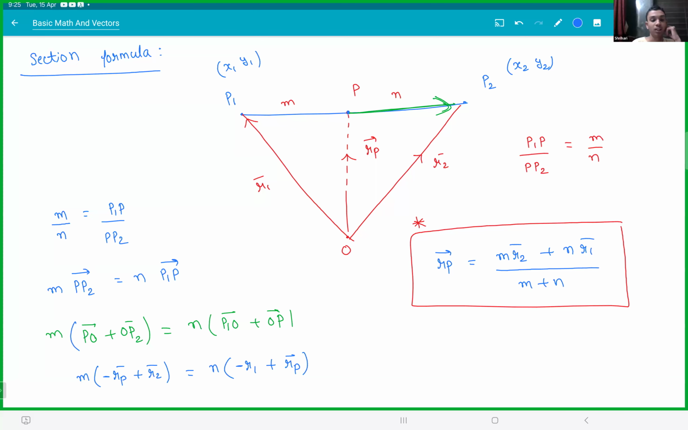Sir, why minus RP, sir? Fourth line mein minus RP. What is PO? You're going from P to O, right? Aren't you going opposite to RP? Yes, sir. So minus RP. O to P is plus RP, right? If you go P to O, it is minus RP. Reverse of it.